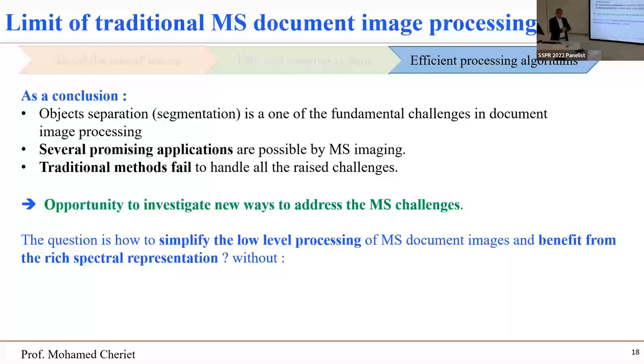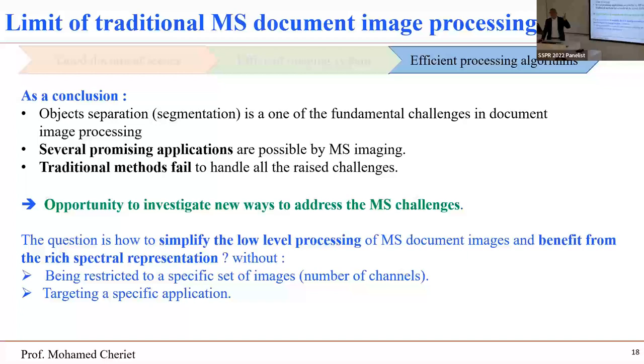Now the research question can be revisited and reformulated in a certain way if we want to develop new ways. So what is the research question? We reformulated it this way: how to simplify the low-level processing of multispectral document images and benefit from the rich spectral representation. So we have two features here. First is how to simplify, and the second is that the spectral information is rich. How to benefit from its existence without being restricted to a specific number of channels? It should work for any number of channels, and without targeting a specific application. In other words, it's like a general framework which can work in any application.